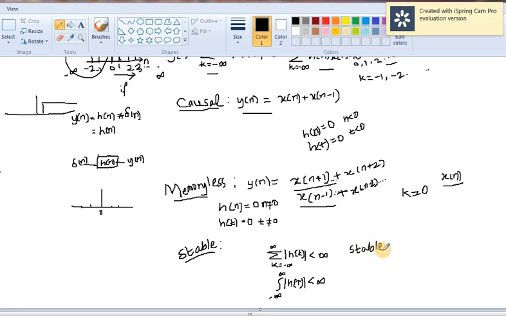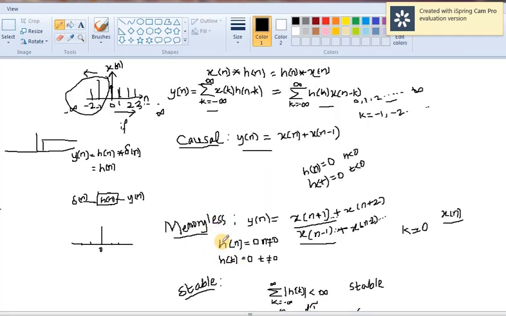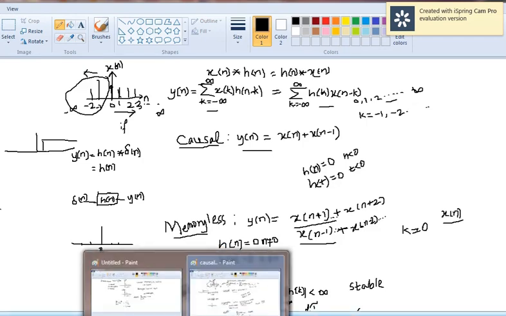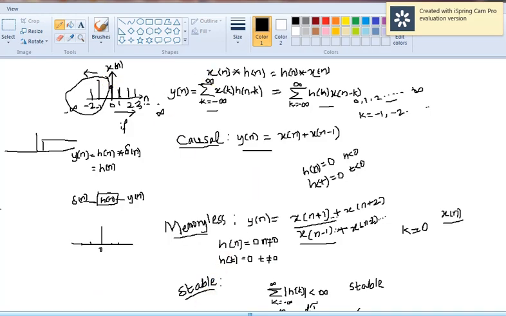The same is true for continuous signals. When we solve the integration from minus infinity to plus infinity of the magnitude of h of tau d tau, if this works out to be less than infinity, then certainly this would be a stable system. Otherwise, it is unstable. This will become clearer when we solve examples. So let's see a problem and understand these things in more detail.